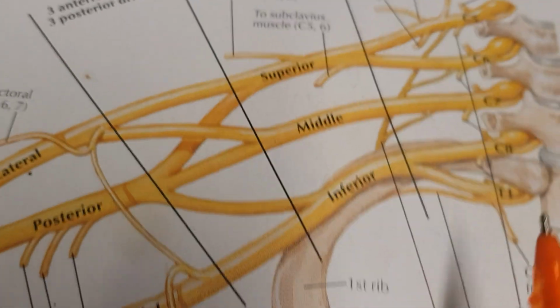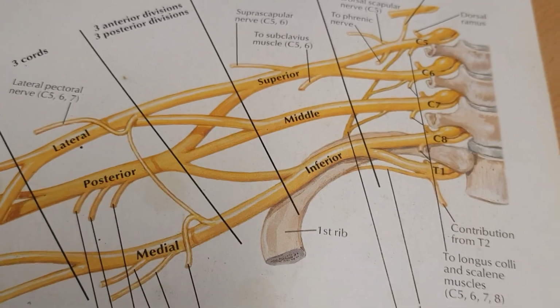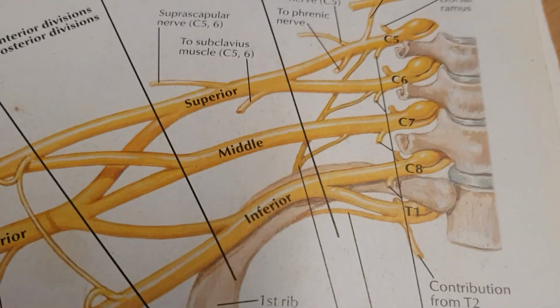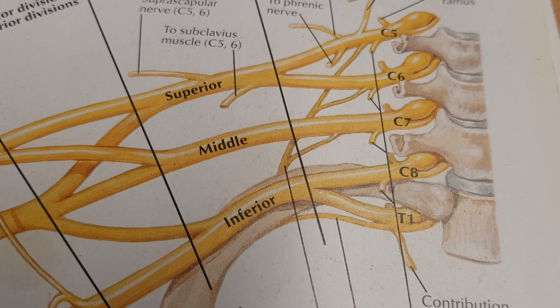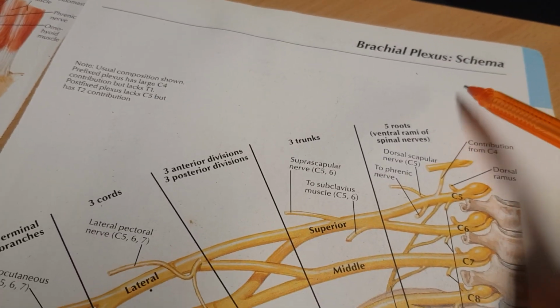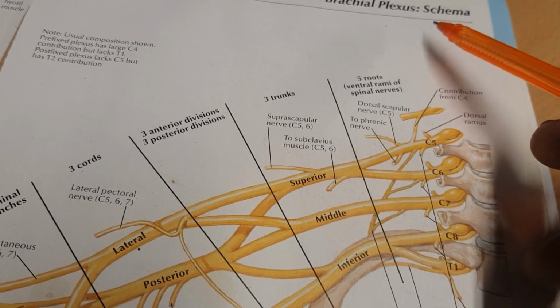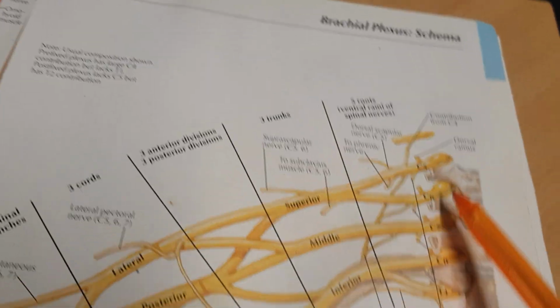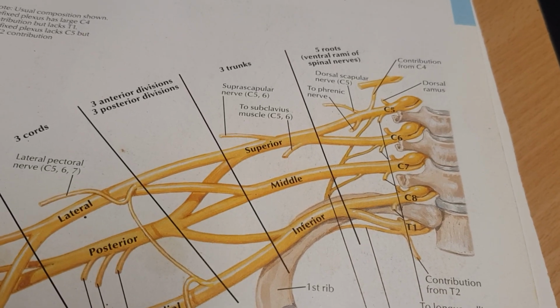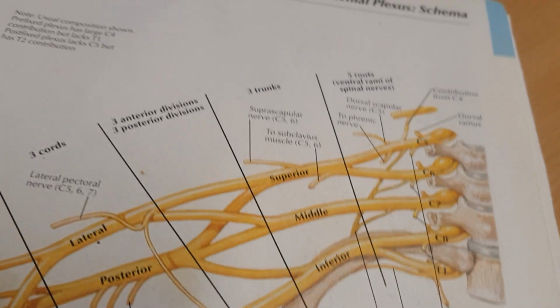Now let's have a look at the brachial plexus. We have 4 different types of plexuses. Above here we have the cervical plexus. We will have a separate video to explain the cervical plexus. Today we are dealing with the brachial plexus. Another day we're going to take the lumbar plexus, and another day the sacral plexus.